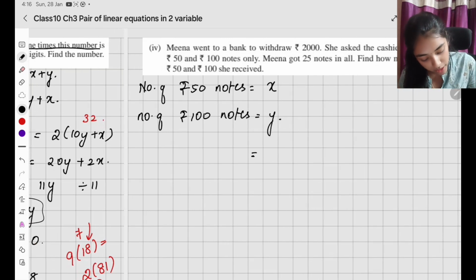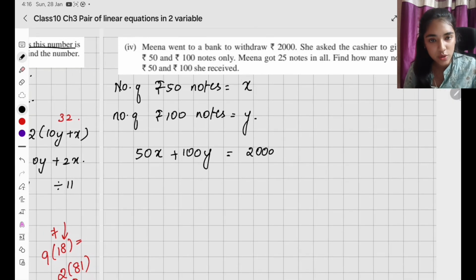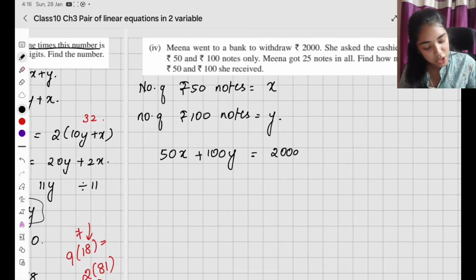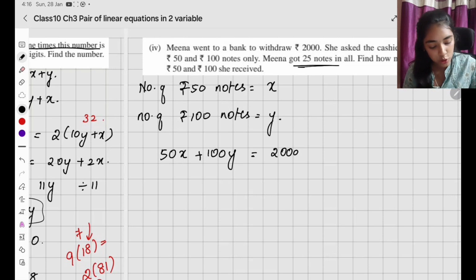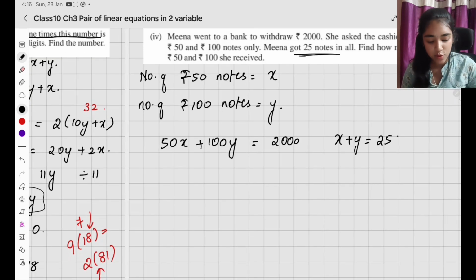So இப்போ மொத்தமா 2000 rupees வரணும். So she has 50 rupee notes x இருக்கு and 100 rupee notes y இருக்கு. So இதுல எத்தனை notes கண்டுபிடிச்சா you can find how much it takes to get 2000 rupees. இப்போ இன்னொரு equation என்ன? Meena got 25 notes in total. So she has x plus y equals 25. மொத்தமா கையில எத்தனை notes இருக்கு? She has 25 notes in total in her hand. Okay. So this is going to be the equation.